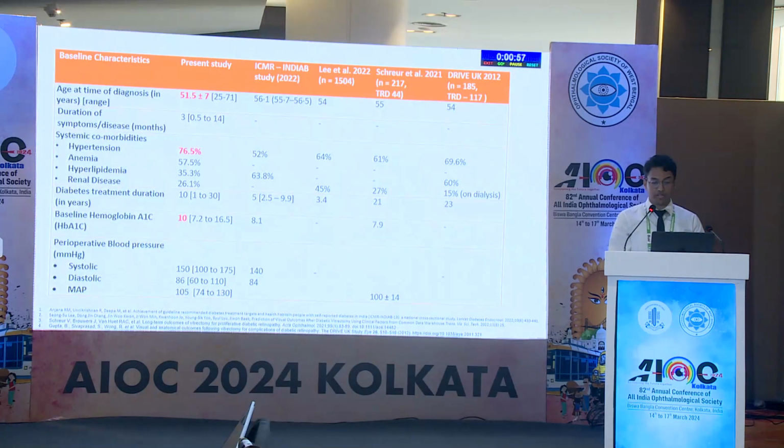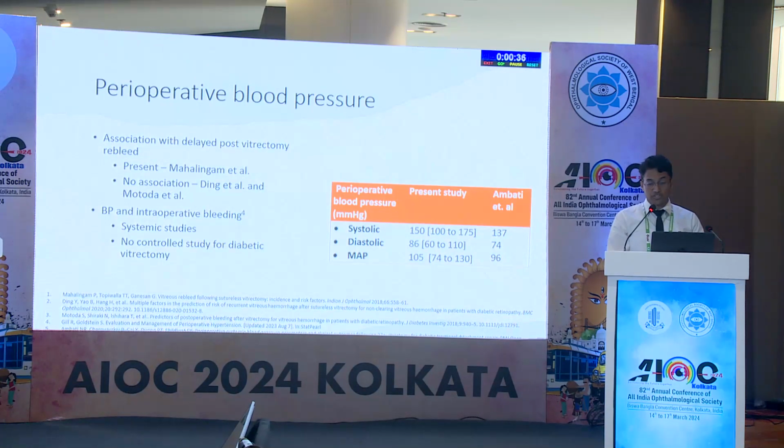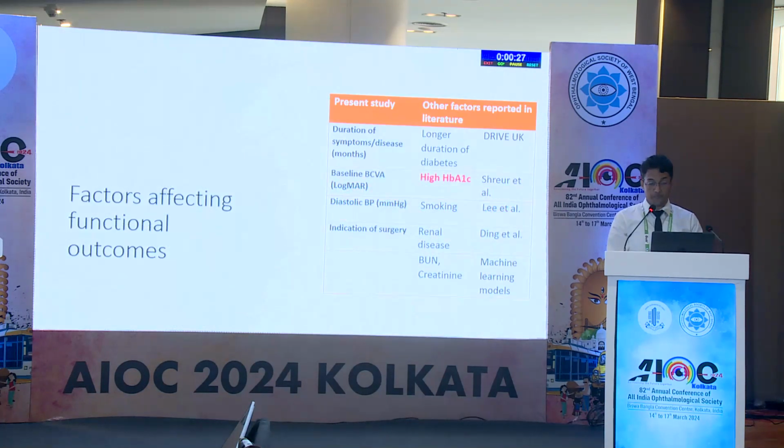Coming on to the discussion, compared to the national study that has been done, the patients in our group had a lower age at presentation. Hypertension was the most common systemic comorbidity, and baseline HbA1c was high. Anemia has previously been seen to cause increased bleeding tendencies, but it has not been evaluated in a study with DR yet. Regarding perioperative blood pressure, compared to the only study previously done in DR eyes, our perioperative blood pressure was higher, but we can't compare these two studies as such.